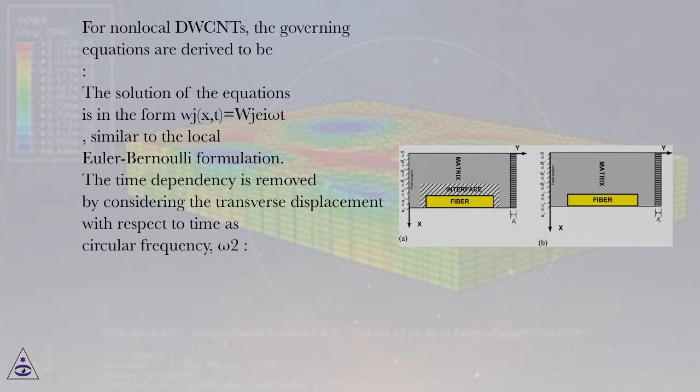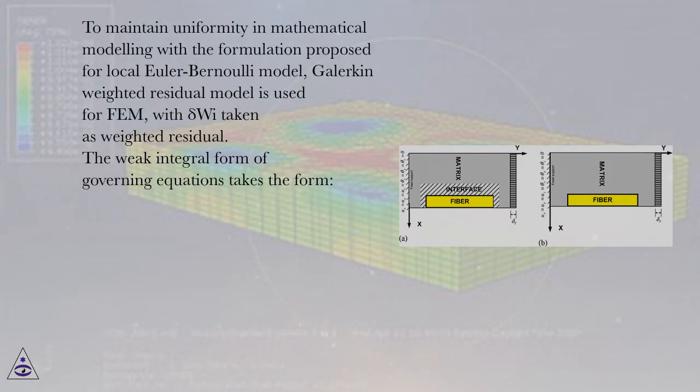For non-local DWCNTs, the governing equations are derived to be. The solution of the equations is in the form Wj(x, t) equals yj(x) e^(iωt), similar to the local Euler-Bernoulli formulation. The time dependency is removed by considering the transverse displacement with respect to time as circular frequency, omega. To maintain uniformity in mathematical modeling with the formulation proposed for local Euler-Bernoulli model, the Galerkin weighted residual model is used for FEM, with delta y taken as weighted residual. The weak integral form of governing equations takes the form.